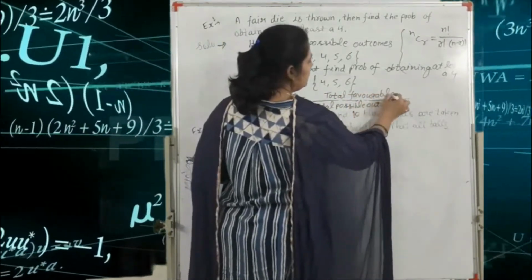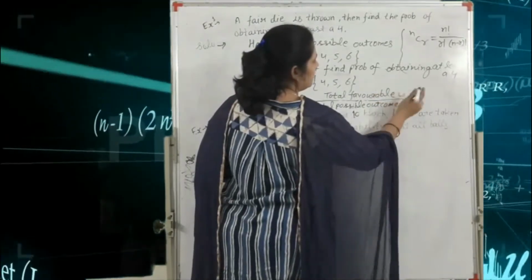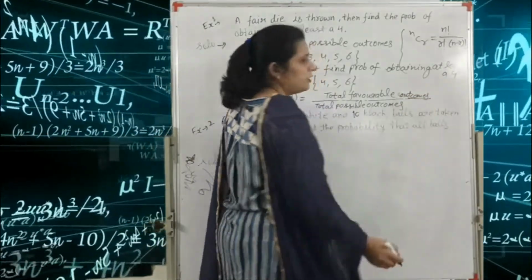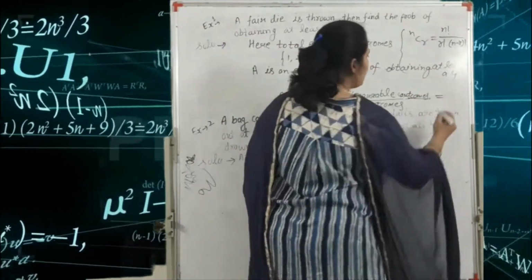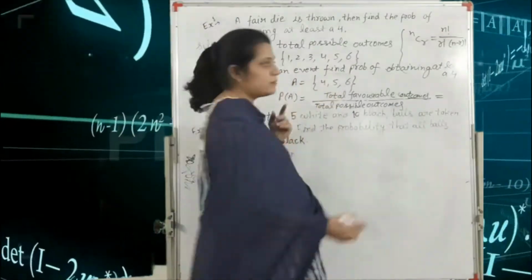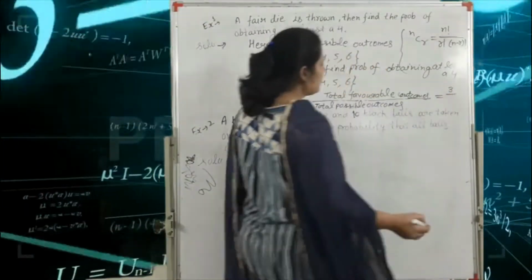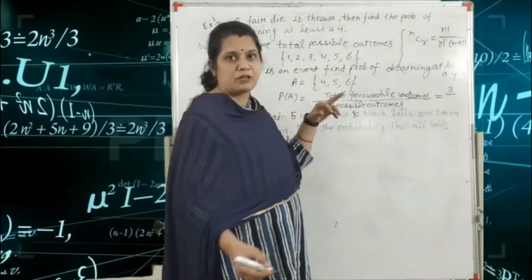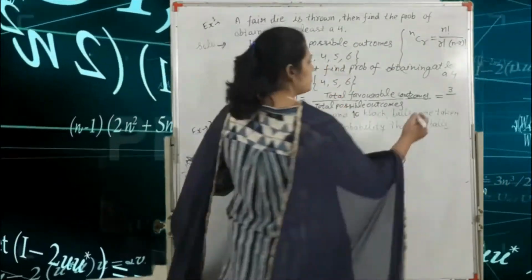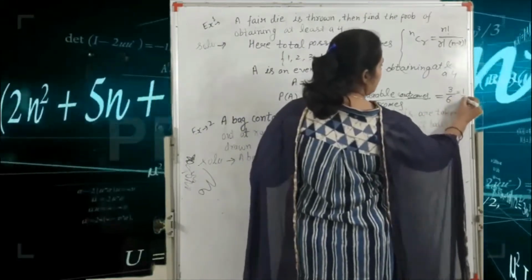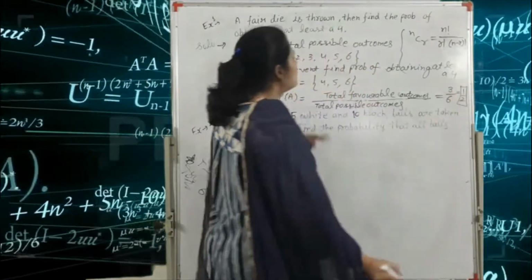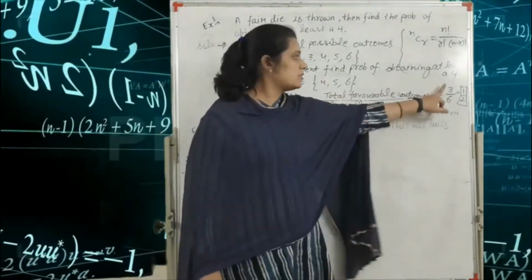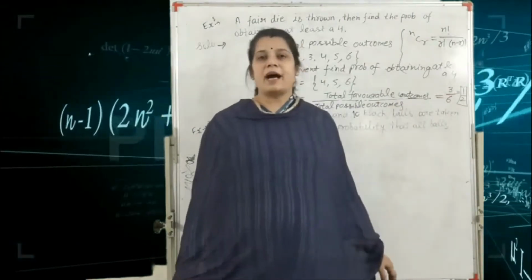Total favorable outcomes. Outcome means the result. So total favorable outcomes is what? 4, 5, 6. That is a total of 3 possible outcomes. And the total possible outcomes is what? 1, 2, 3, 4, 5, 6, because of the diagram, 6 by 6. So here it is 6. For the probability of obtaining at least a 4, your answer is 3 by 6, which is equal to 1 by 2.